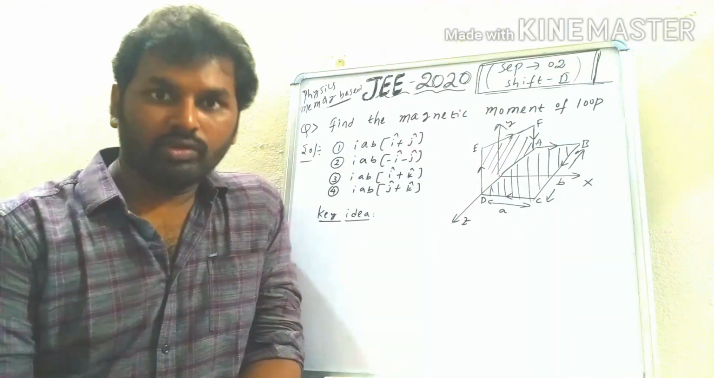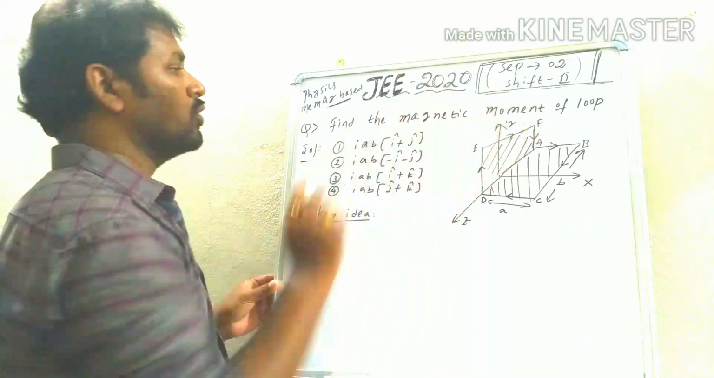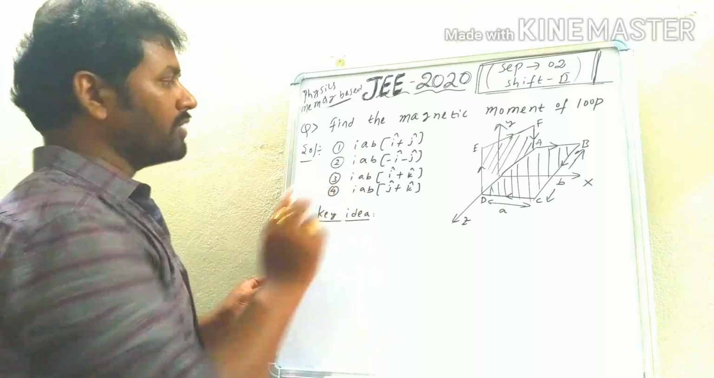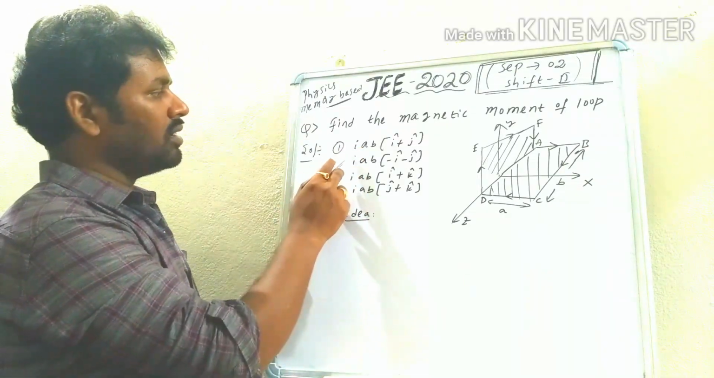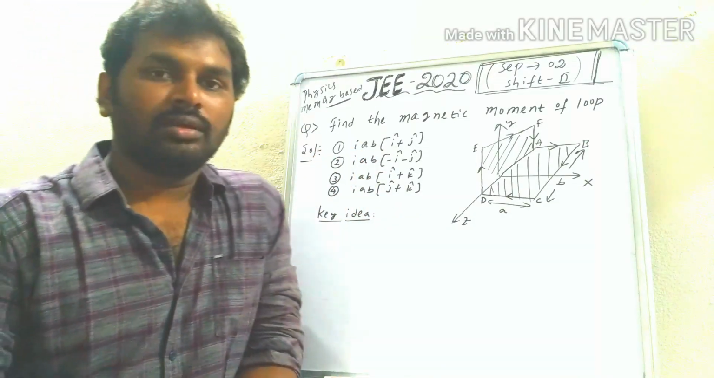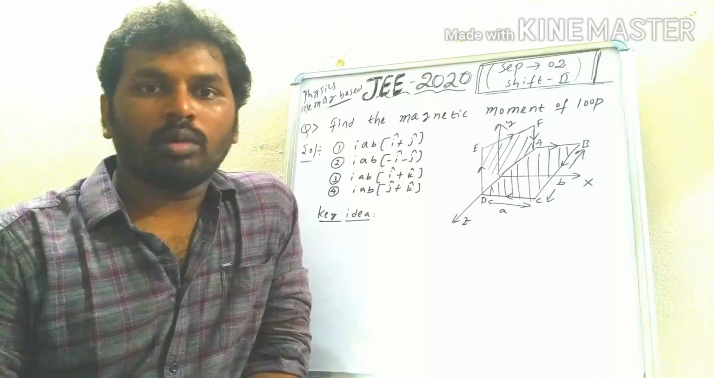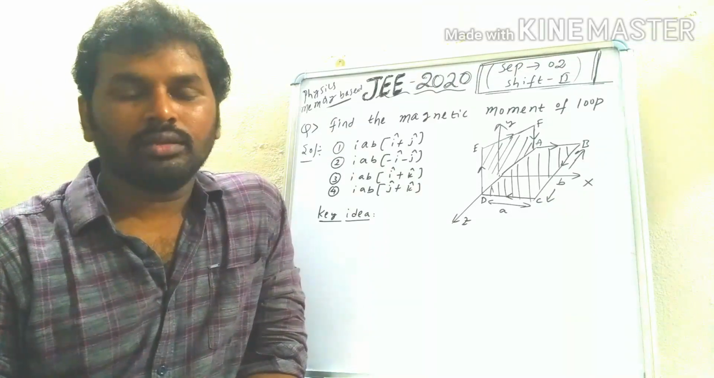Here we have the second question, which is: find the magnetic moment of the loop. Here we have the 4 options. You can see the options I, A, B, I cap plus J cap, which means that the answer is asked in vector form. The magnetic moment is a vector quantity.